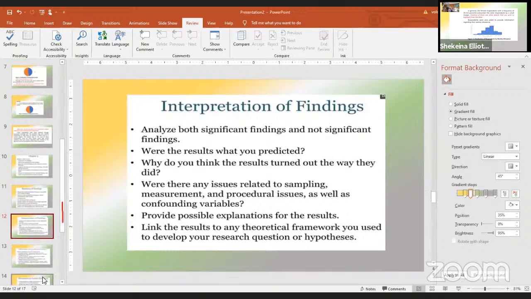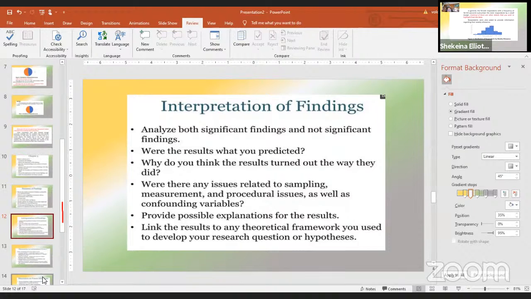Interpretation of findings. Analyze both the significant findings and those that are not significant. So you're highlighting them. You're showing the reader that you understand what you are doing and you want them to read your work. Where the results were what you predicted, that is only based on your research questions.